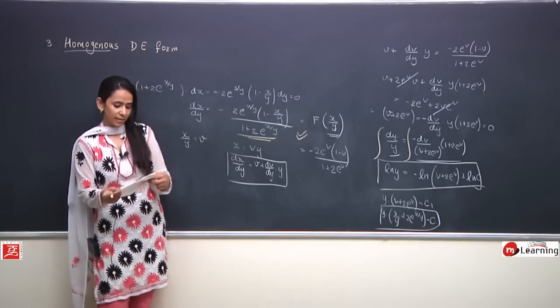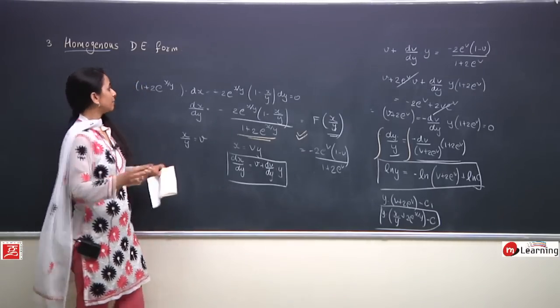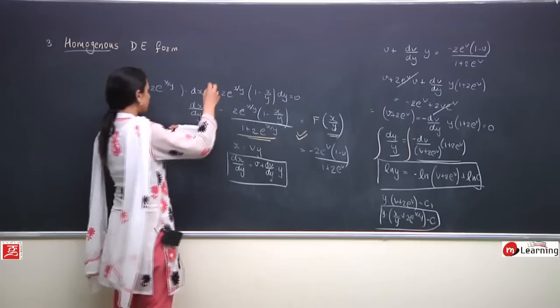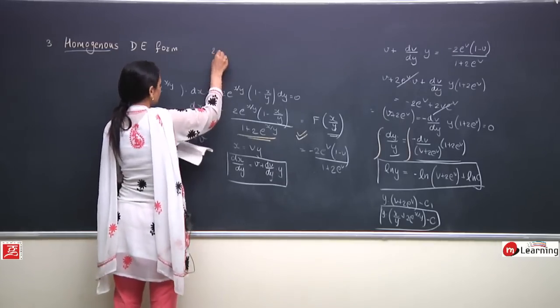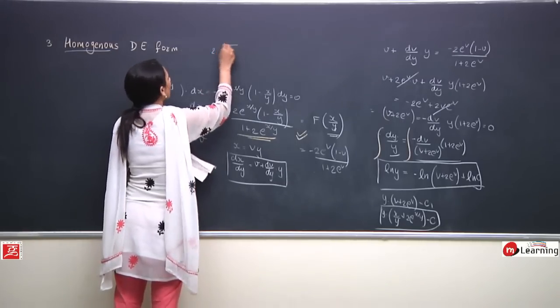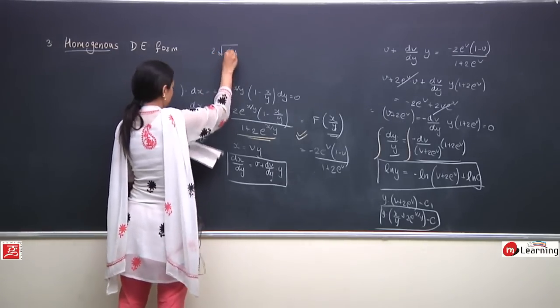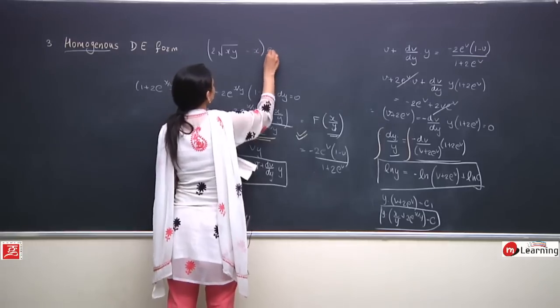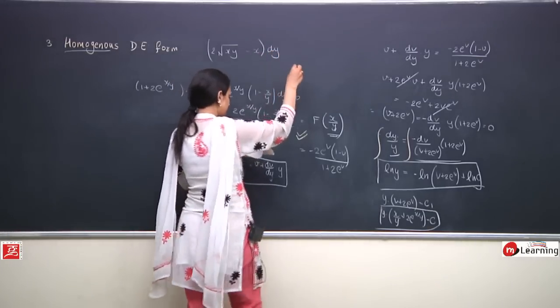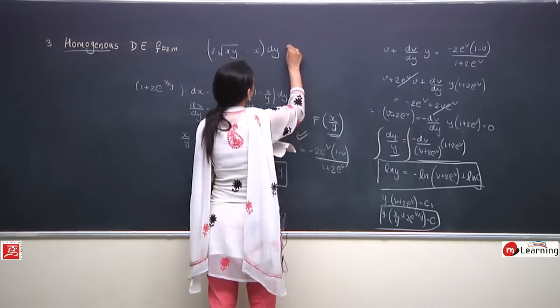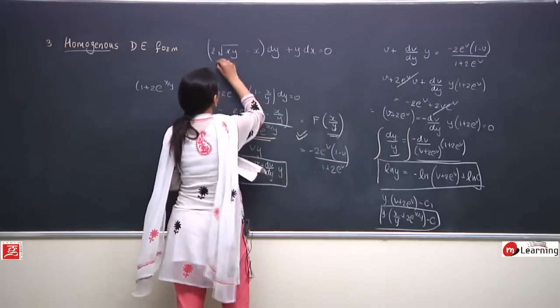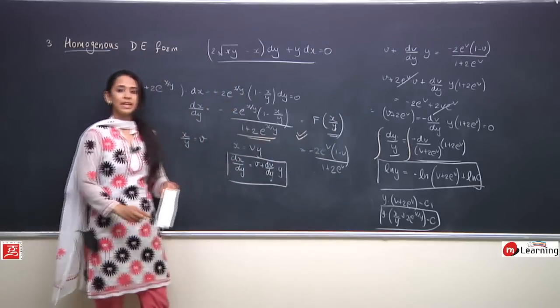तो एक और क्वेश्चन लिखिए. I want you to solve this as an assignment, और अगर कोई भी डाउट हो तो we will discuss it in tomorrow's lecture. So write down the question. We have an equation of the form 2 under root xy minus x dy plus y dx equals to 0. I want you to find the solution of this differential equation.